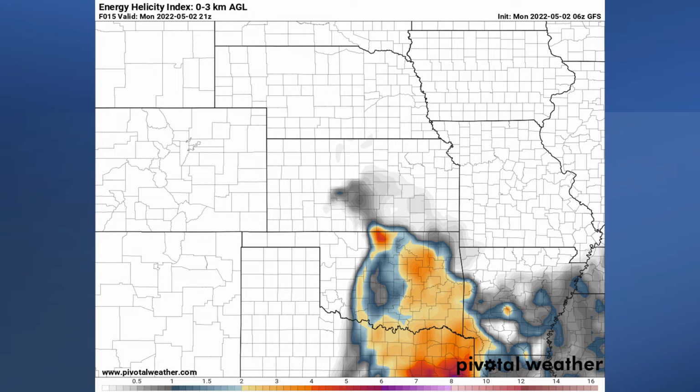Here you have the GFS Energy Helicity Index from 0 to 3 kilometers, which, remember from the hodograph, there was large 0 to 3 kilometer shear right in this area where I pulled the hodograph from. And the Energy Helicity Index is around 4.7 to 5 along the Kansas and Oklahoma border. And it will move farther southeast into northeast Oklahoma and the Tulsa, Oklahoma area as it progresses.